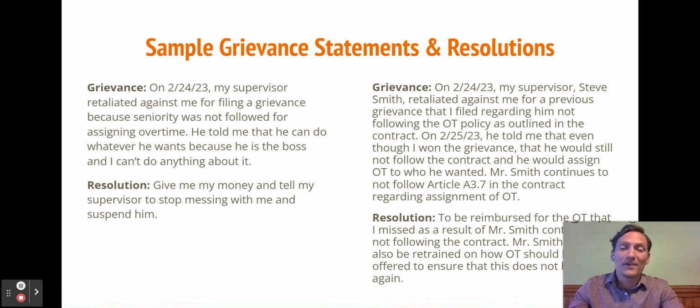All right, so you can clearly see the differences here between these, and this is why we want you to be specific. We want you to be thorough and succinct, okay?